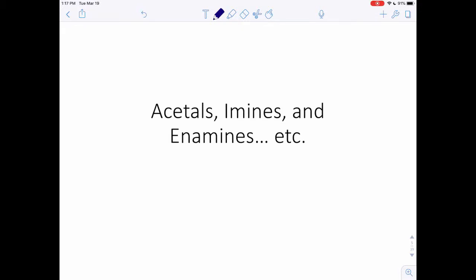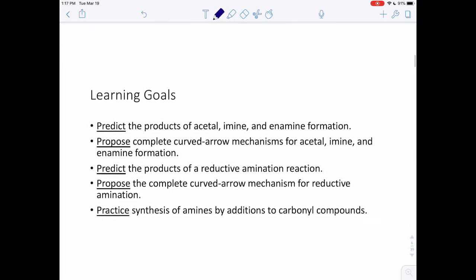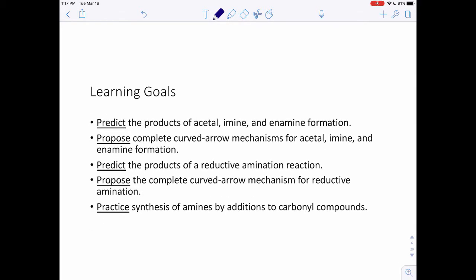All right, let's talk about acetals, imines, and enamines. The goals of this lesson are to be able to predict the products of reactions involving acetals, imines, and enamines, and then also mechanisms for their formation and for their destruction, aka hydrolysis. We'll also look at a related reaction called reductive amination and learn its mechanism as well.